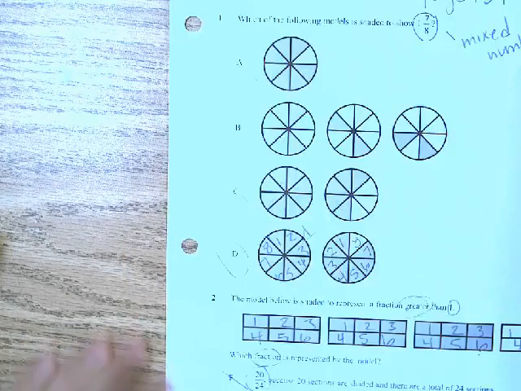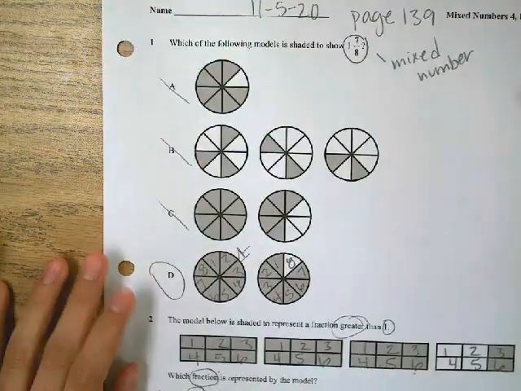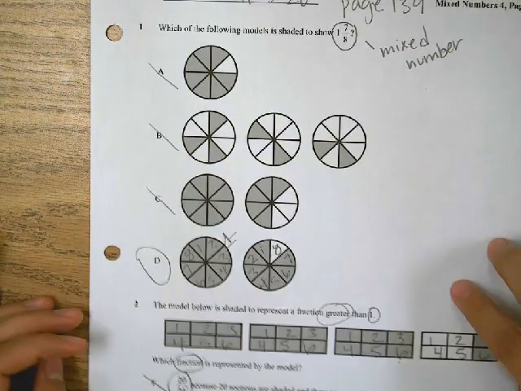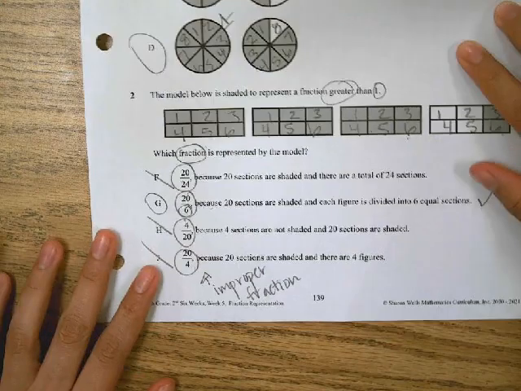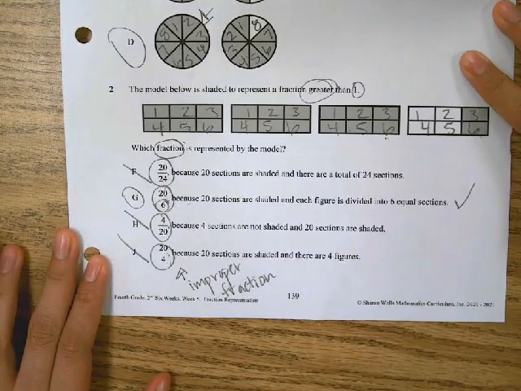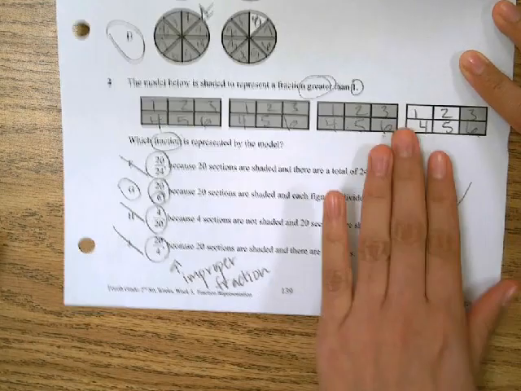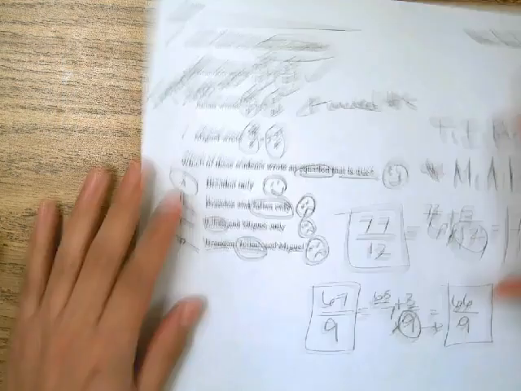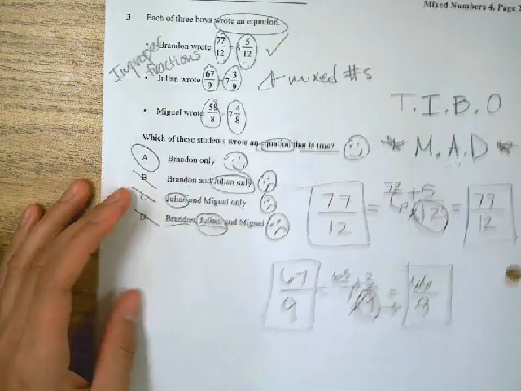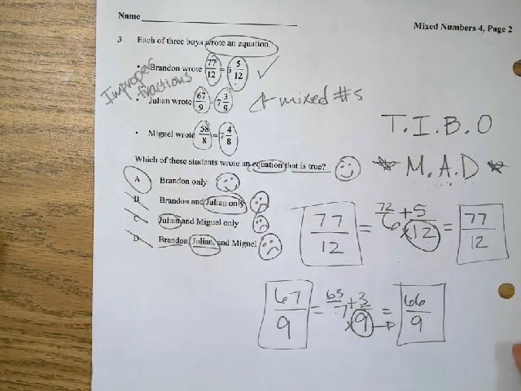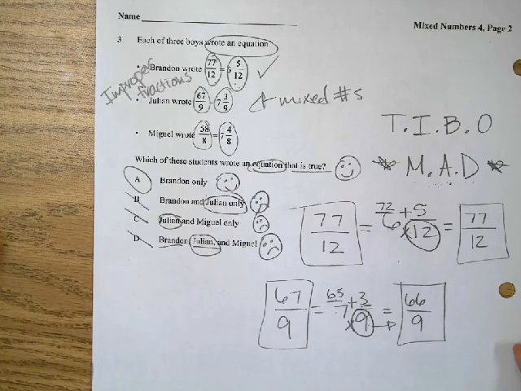And then we did page 139. These were fairly easy. Number 1 and number 2 were both fairly easy questions. They're about improper and mixed number visuals. The only one is this one, making sure that the improper and mixed numbers are equivalent.